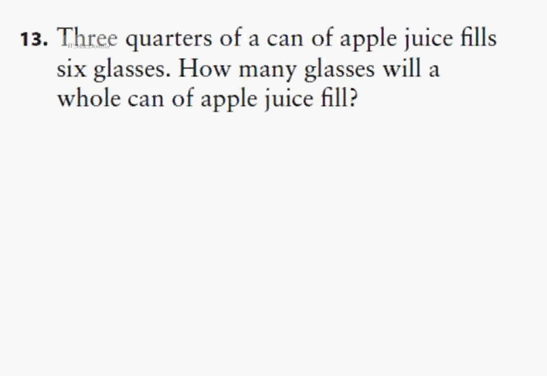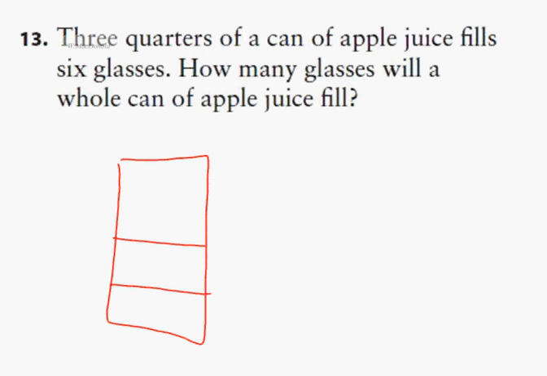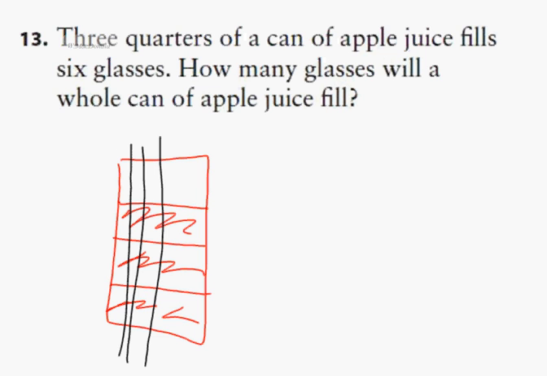3/4 of a can of apple juice. So let's draw the can of apple juice, shall we? There is the apple juice filled 3/4 full, the can of 3/4. All of this makes 6 glasses. So I'm going to cut this thing into, this is glass 1, 2, 3. Uh-oh. 4, 5, and 6. So each glass uses this much apple juice of a can.